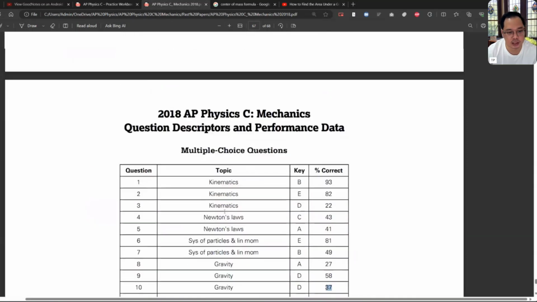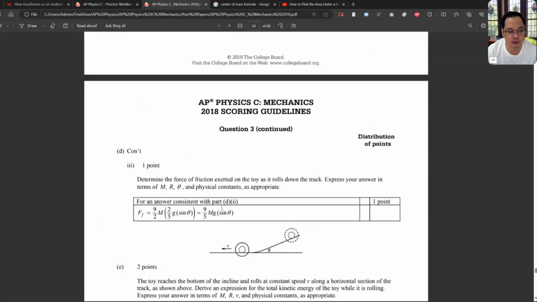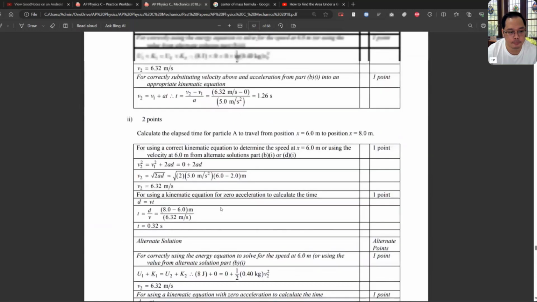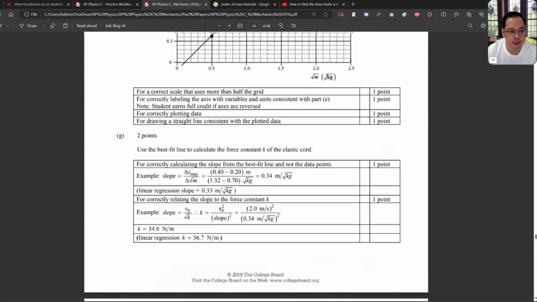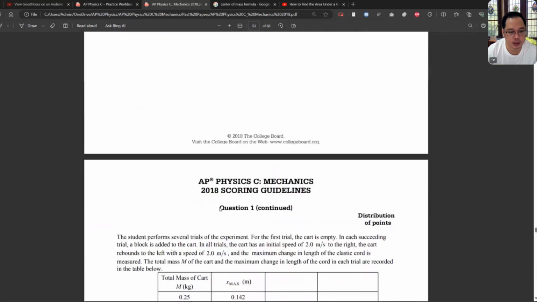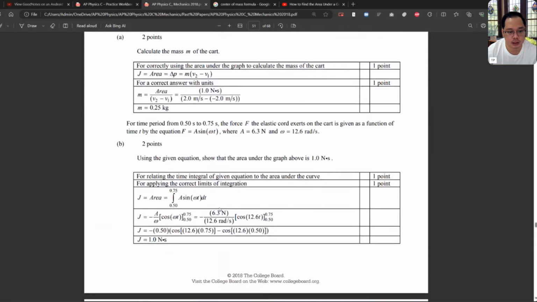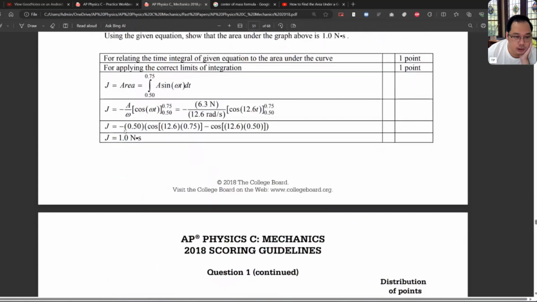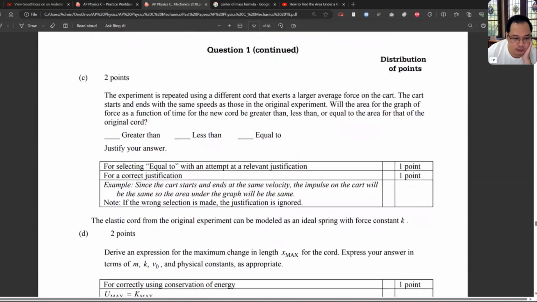No, we don't have the answer for the free response. Anyway, we can open the, up here. Question, there's a lot. Question B here. Area the same. Using the given equation, show the area done. Okay, equal to, correct, equal to.